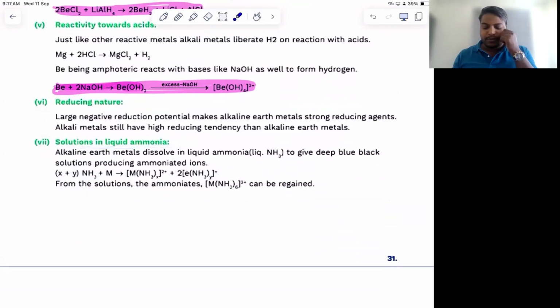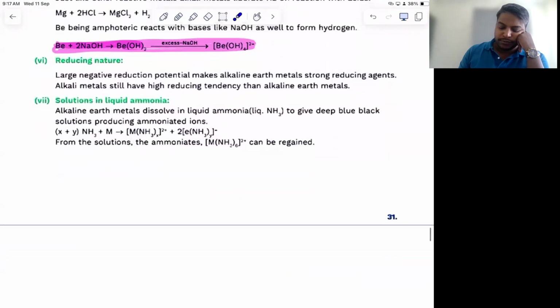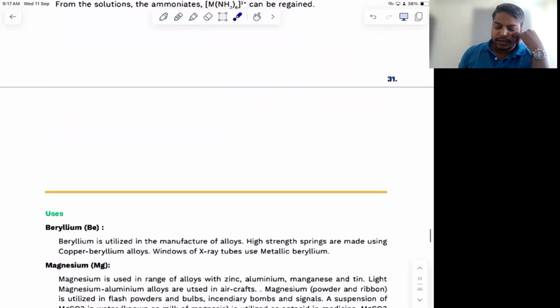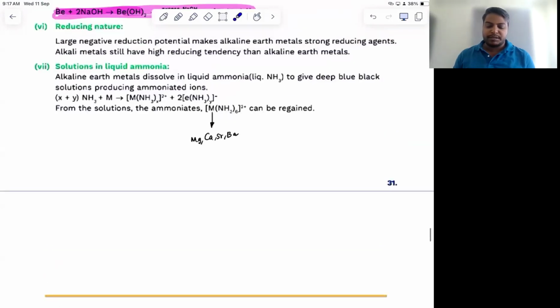Again, solution in liquid ammonia is an important part. See, when metal is added to ammonia, it will also get ammoniated. Unlike one electron, this time two electrons are ammoniated. Because more electrons are present, it will give you a deep blue, deep blue black color. Okay, got it. So from the solutions in ammonia, these complexes can be obtained. That is, 6 moles of ammonia will form a complex, and that's how we can get it as a complex. And this is more valid for magnesium, calcium, strontium, and barium. Okay, beryllium doesn't give this kind of complexes.